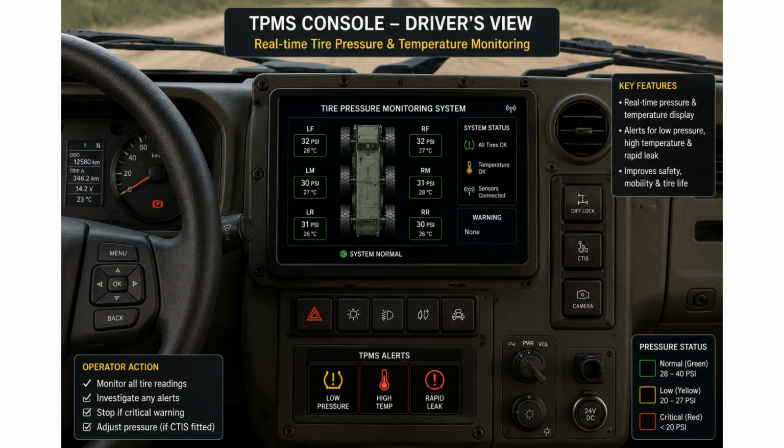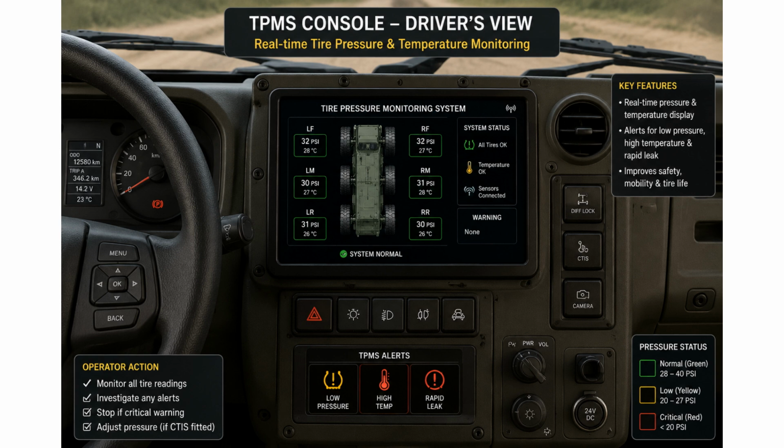This image shows the driver's view of a tyre pressure monitoring system, or TPMS, integrated into a military vehicle dashboard. At the center, the TPMS display presents the pressure and temperature of every tyre individually. Green readings indicate that the tyres are operating within the normal range, allowing the driver to verify the complete vehicle at a glance. The system status panel confirms whether the tyres are healthy, temperatures are acceptable, and all wireless sensors are connected.